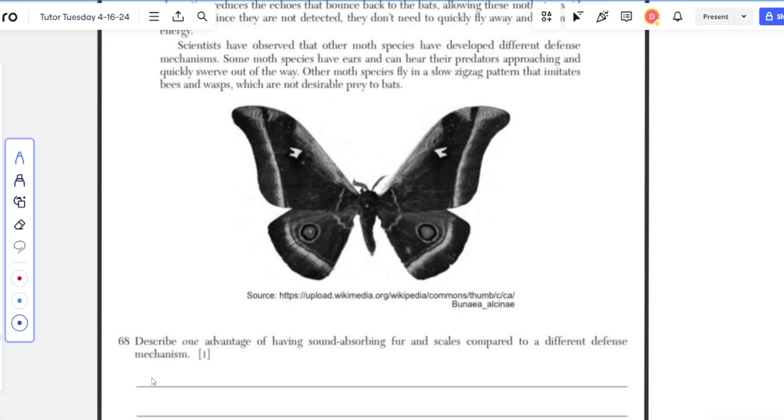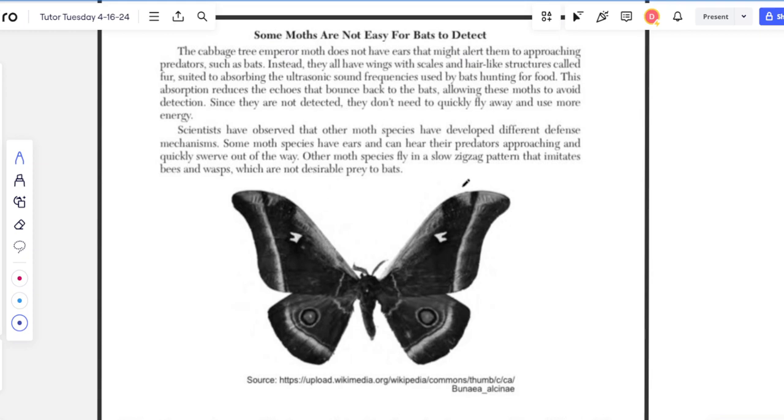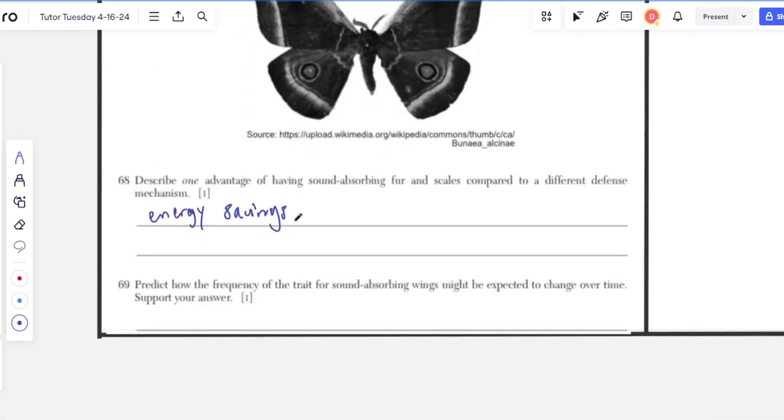I don't know, what do you guys think? One thing that comes to mind for me is energy savings. Yeah, exactly. Some moths, even though they fly slowly or swerve out of the way, that still uses energy, so that's what I would say.